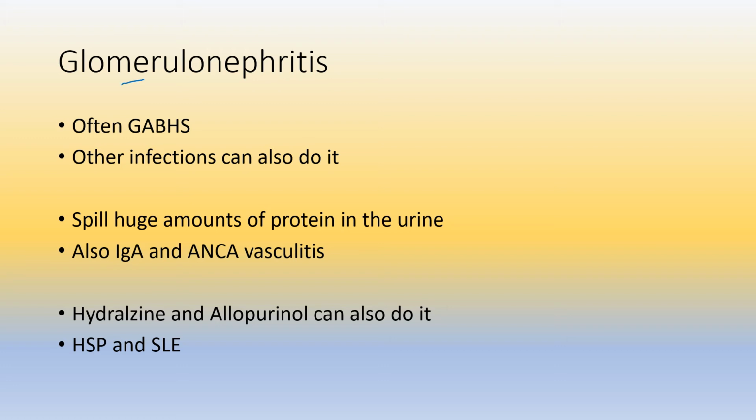Glomerulonephritis, again, is usually caused by a strep infection. Other infections can also do it. They'll spill huge amounts of protein, just like someone with a nephrotic syndrome. They might also have an ANCA vasculitis or an IgA deficiency. Certain medicines, although we don't use hydralazine very often, we do use allopurinol quite often. Henoch-Schönlein purpura and systemic lupus are also possible causes, so just do a thorough differential if you have somebody that you think has glomerulonephritis.